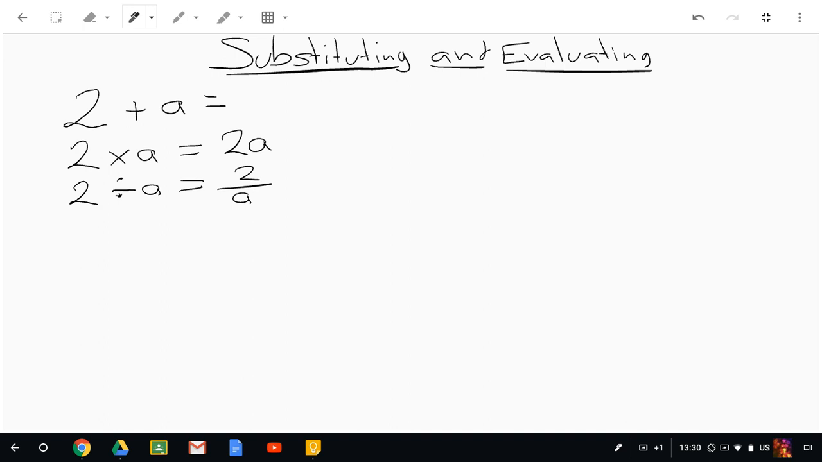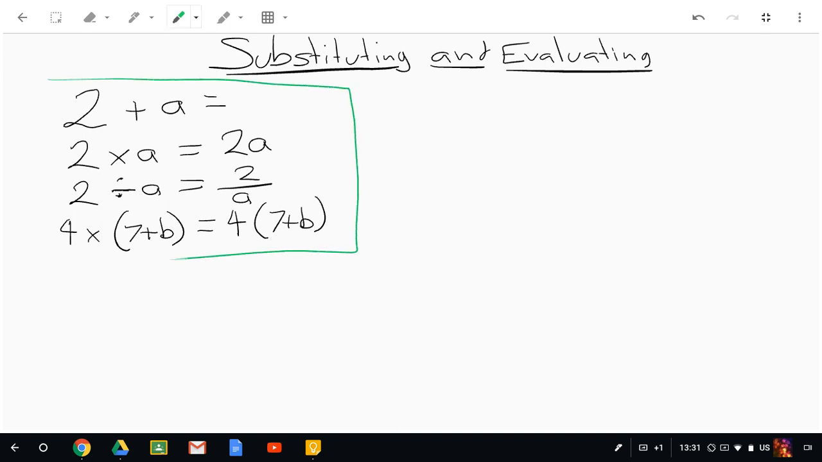That's just algebra shorthand. The other one that sometimes people will see is if I have 4 times brackets 7 plus b, I can just get rid of that times and write 4 and then brackets 7 plus b. So that we know means 4 times everything that's in the bracket. So keep this in mind when we look at substituting and evaluating.